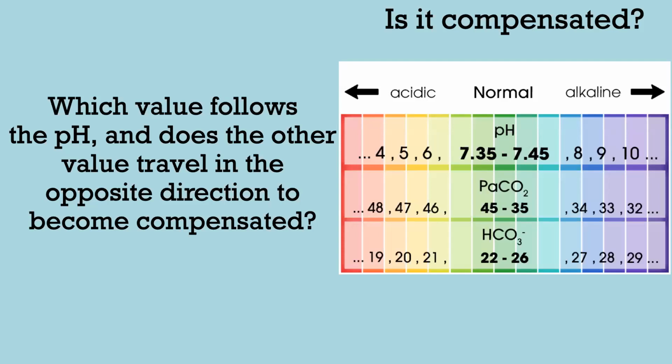So which value follows the pH, and does the other value travel in the opposite direction to become compensated? What do I mean by that?